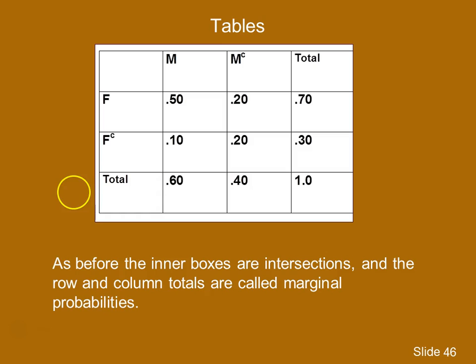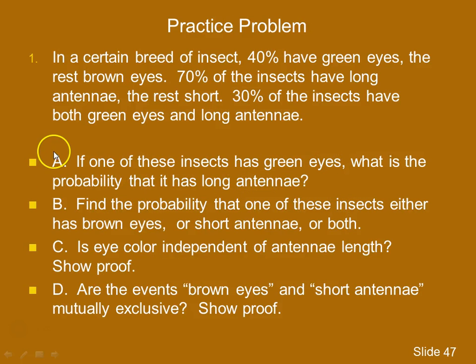Again, the inner boxes on the table will be intersections. These four probabilities right here are intersections, and the outer boxes are what we sometimes call marginal probabilities, which we'll actually talk more about later.